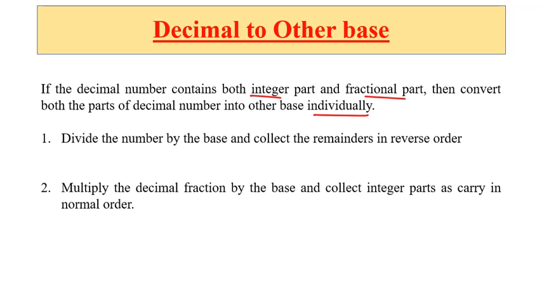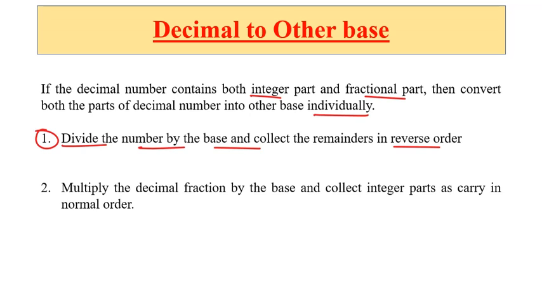To convert the integer part of a decimal number into another base, divide the number by the base and collect remainders in reverse order. So, if you want to convert only the integer part of a decimal number into another base, simply divide the decimal number by the base to which it is to be converted and gather the remainders. The division is continued until the quotient becomes 0.